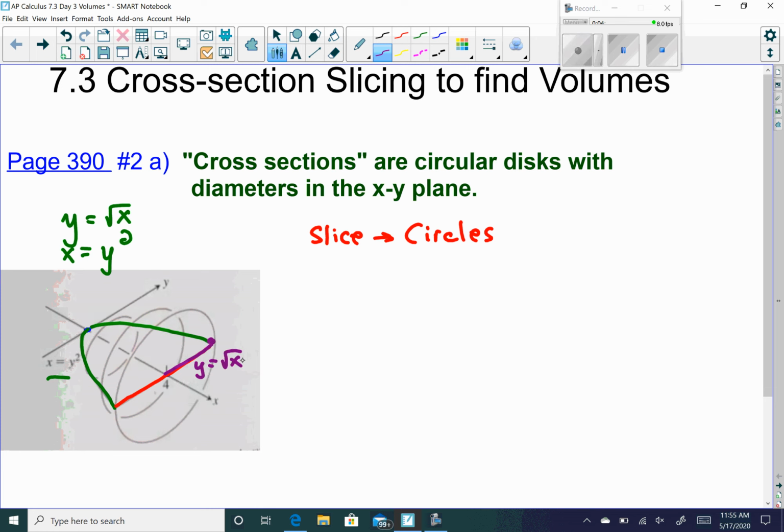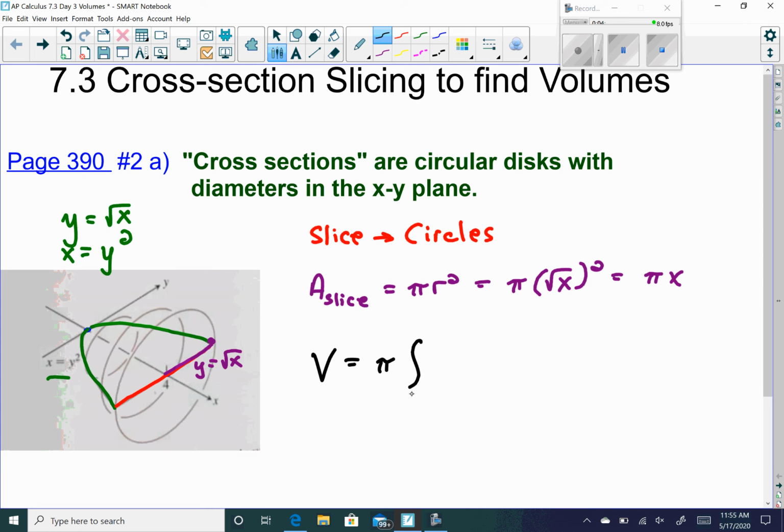I'm actually just going to write it this way. So the area of each slice is going to be pi r squared, which becomes pi times the square root of x squared, which just becomes pi times x. So now my volume is going to be the integral running from x equals 0 to x equals 4. Again, I'm going to keep the pi on the outside. So 0 to 4 of just x dx.